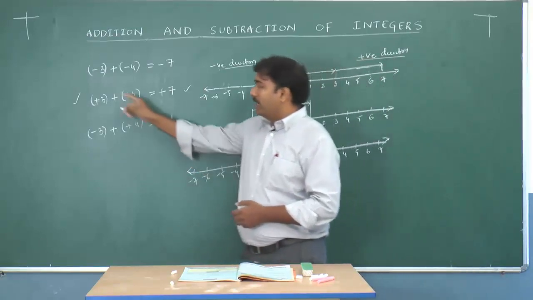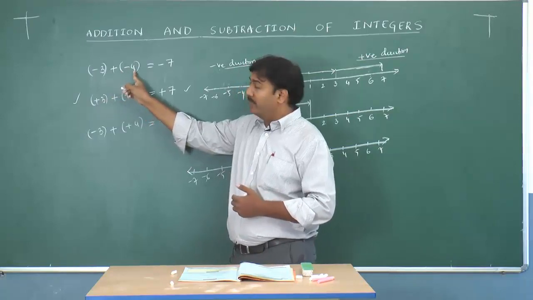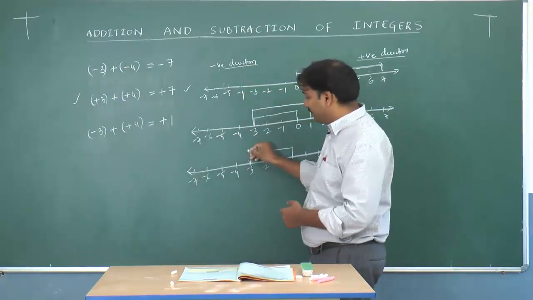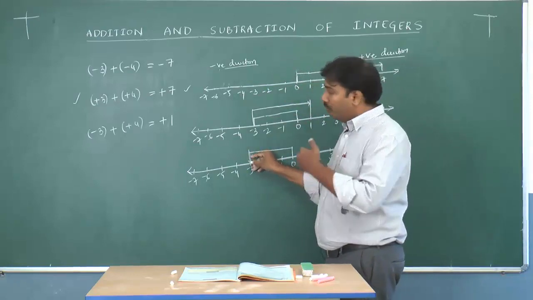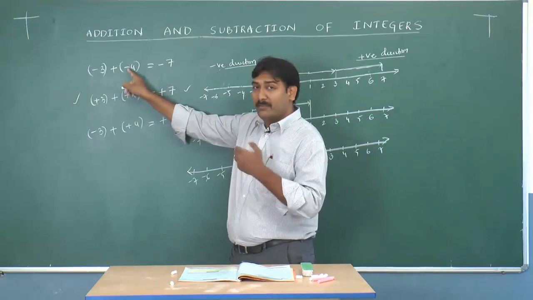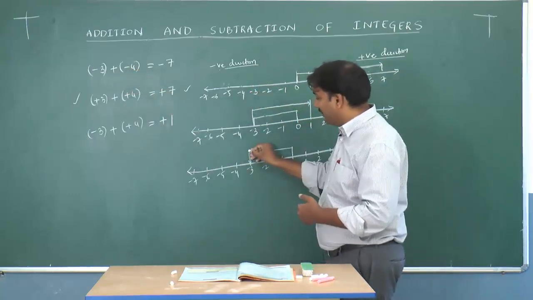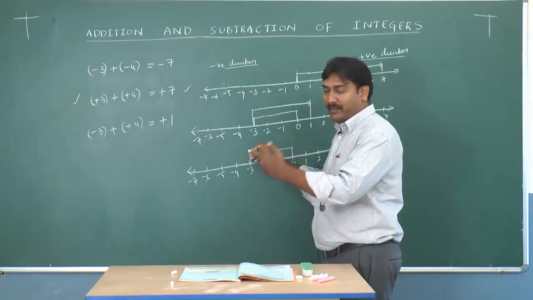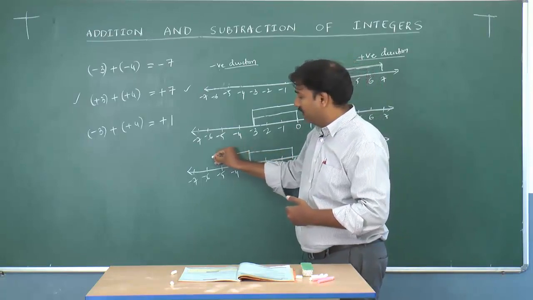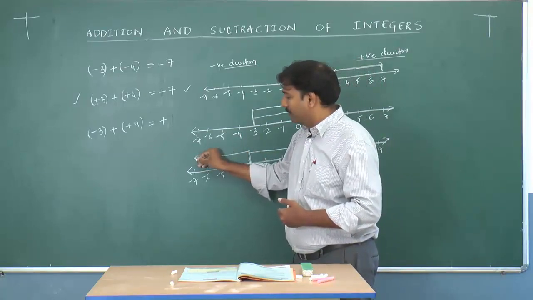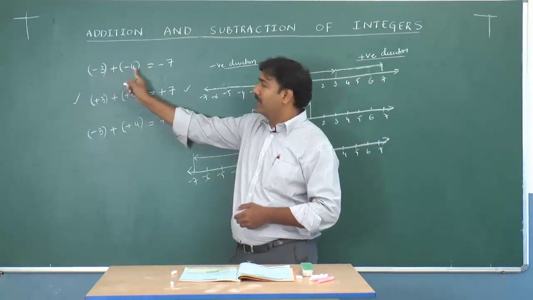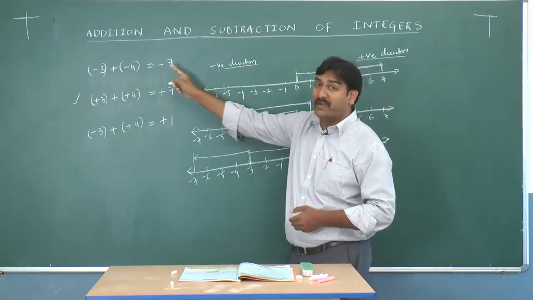Now we need to add minus 4 to it. That means the number still contains a negative sign. So from this position, do we need to move right or left? We have to move left because the number contains a negative sign. So from here again we need to move left for 4 units. So 1, 2, 3 and 4. So we stop at minus 7. So the sum of minus 3 and minus 4 is equal to minus 7.